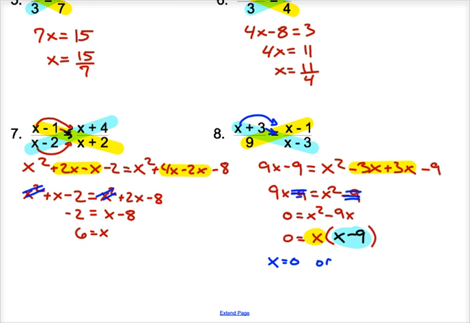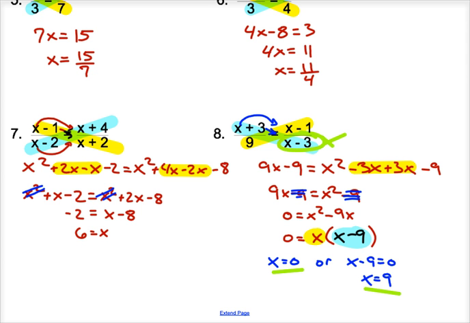So let's check. So either the first quantity equals 0, and there's an answer, x equals 0, or the second quantity equals 0, and I get x minus 9 equals 0, and I can solve that one by adding 9 to each side. So it looks like I have two answers of 0 and 9, and the only thing you really need to do is check one last thing. Before you keep each of these answers, you have to check to make sure that they don't make a denominator go to 0.